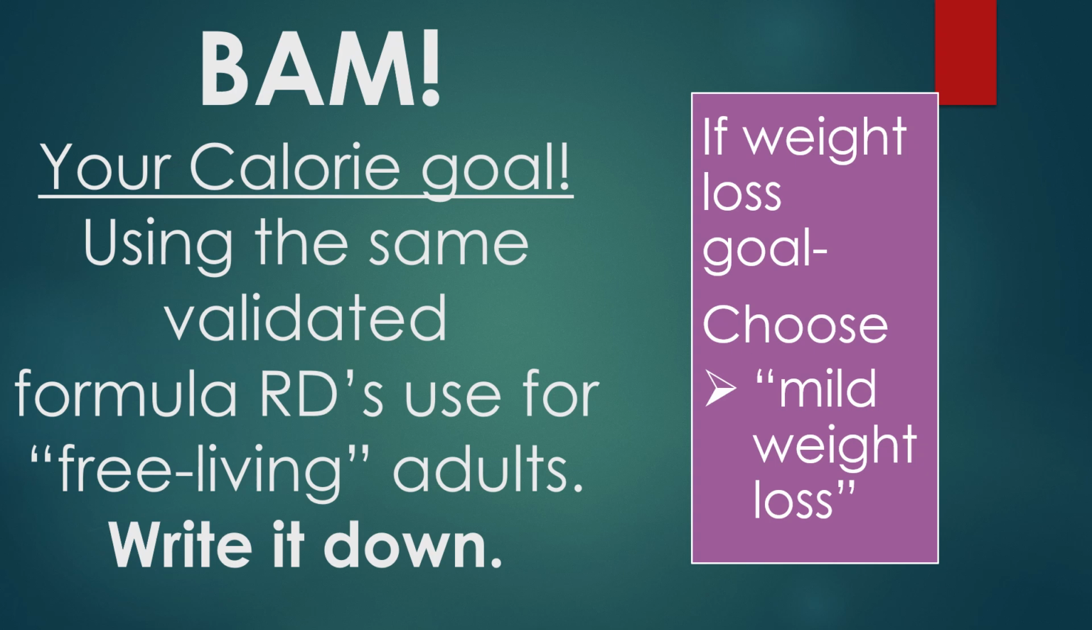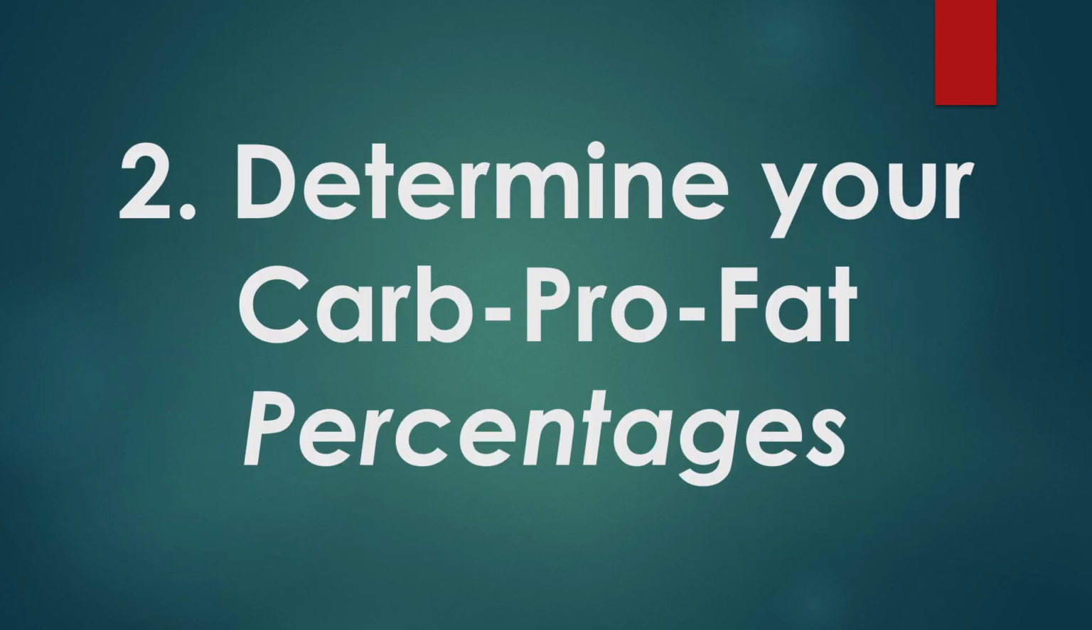If you want to make an adjustment to this for weight loss, then from the choices that are on there, consider choosing the mild weight loss calorie level to begin with. Now that you have your final daily calorie target, we're going to decide the proportion for these three nutrients.